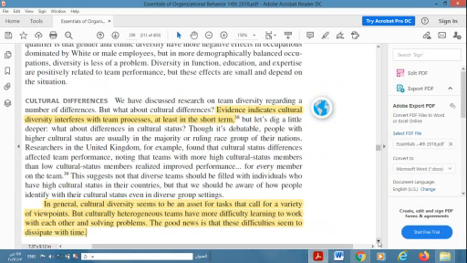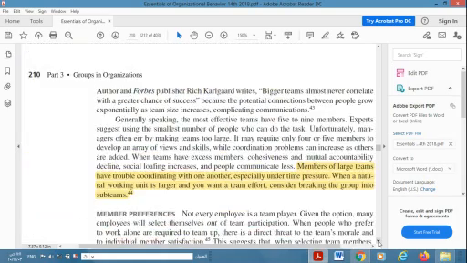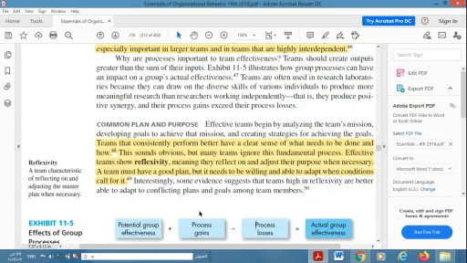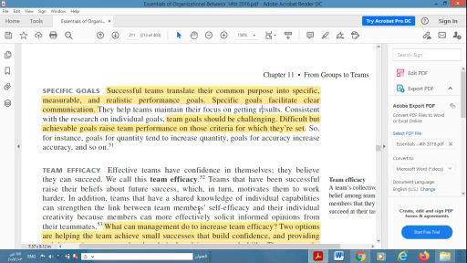Another point related to the processes is team efficacy. We talked about efficacy, it means up to what extent individuals believe that they are able to accomplish an assignment or a certain job or a certain task. Also for a team, efficacy means up to what extent team members believe that they are able to accomplish a certain task or a certain role.